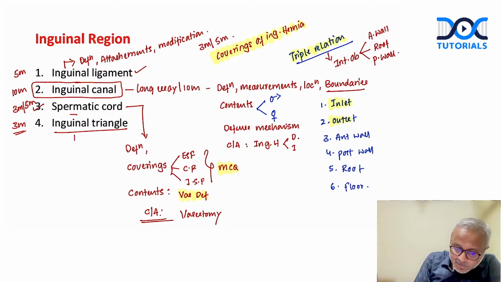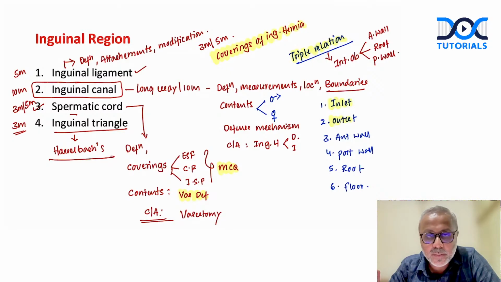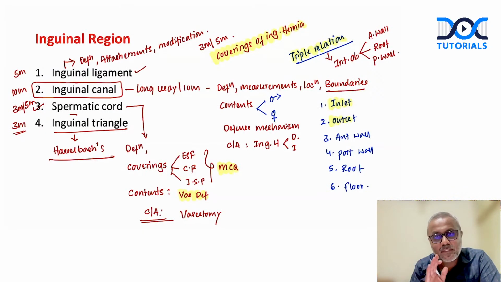Then the inguinal triangle of Hesselbach. Now this is again a very important 3-marker question. What are the boundaries of the Hesselbach triangle and why is it important? We know that a direct inguinal hernia will pass through the Hesselbach triangle. Now, what are the boundaries? What is the medial boundary, lateral boundary, and the base? And then how the triangle is divided into two parts.